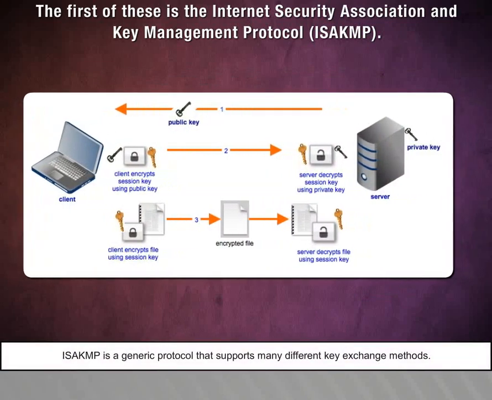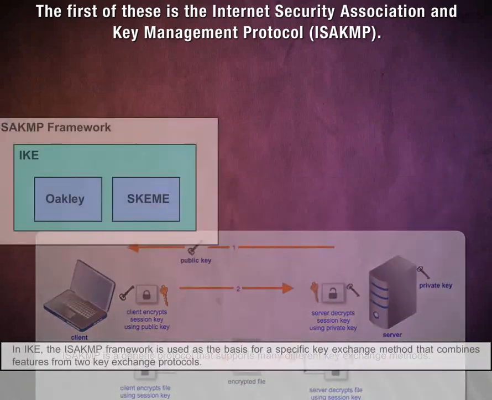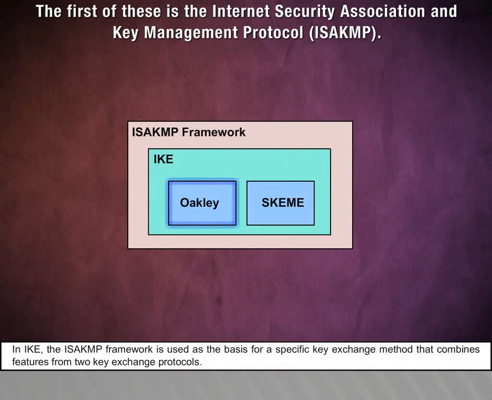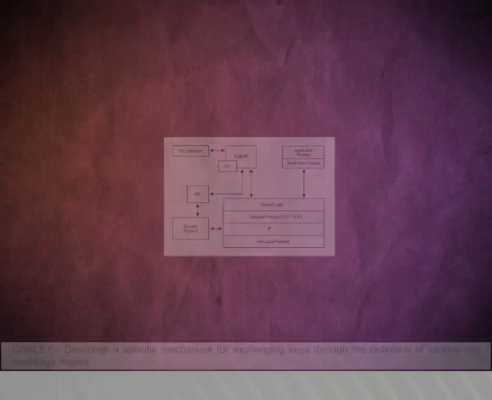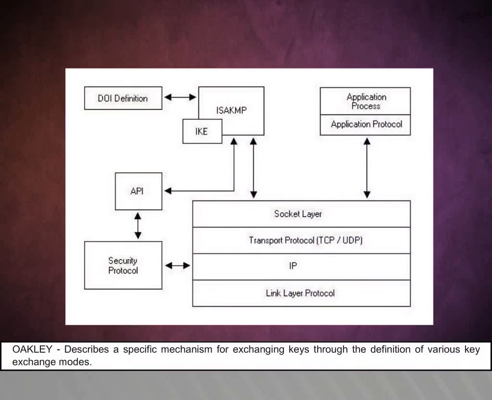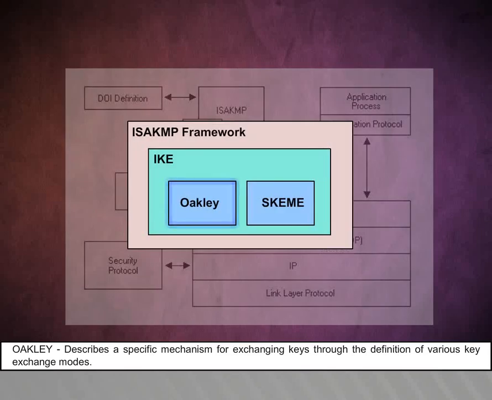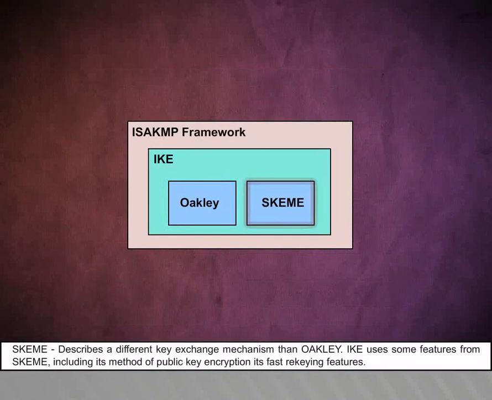ISA-KMP is a generic protocol that supports many different key exchange methods. In IKE, the ISA-KMP framework is used as the basis for a specific key exchange method that combines features from two key exchange protocols. OAKLEY describes a specific mechanism for exchanging keys through the definition of various key exchange modes. SKEME describes a different key exchange mechanism than OAKLEY. IKE uses some features from SKEME, including its method of public key encryption and its fast rekeying features.